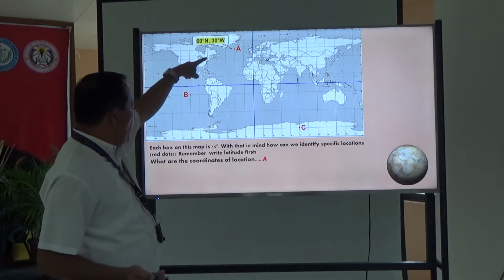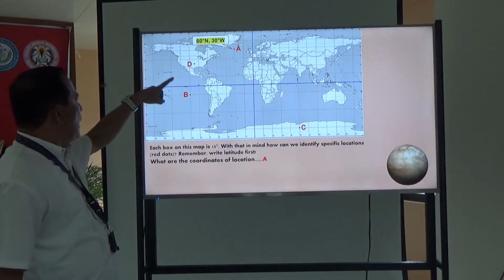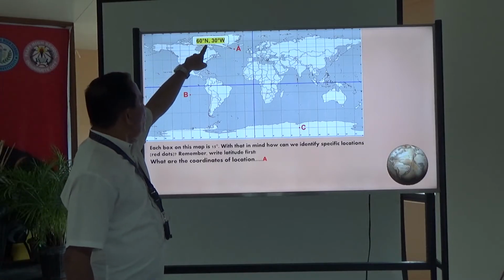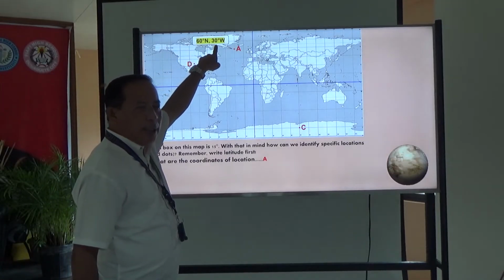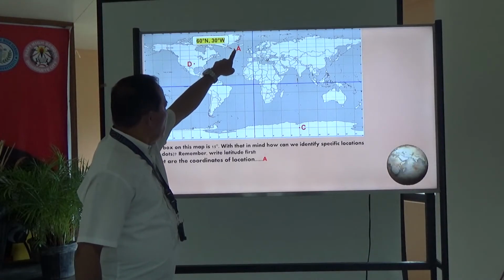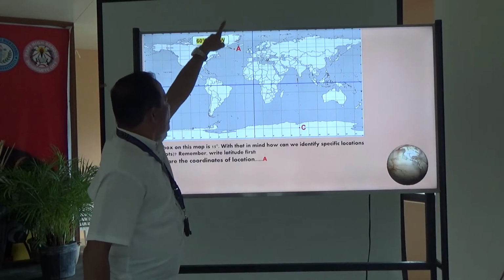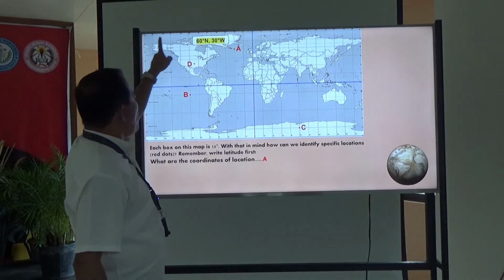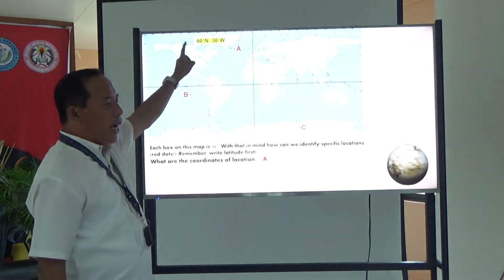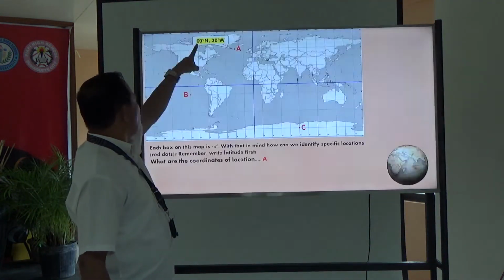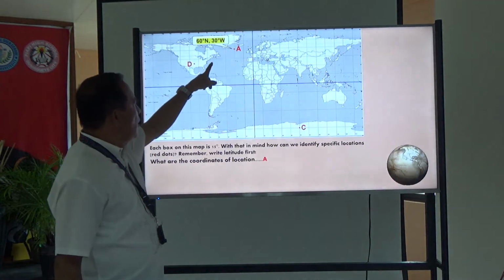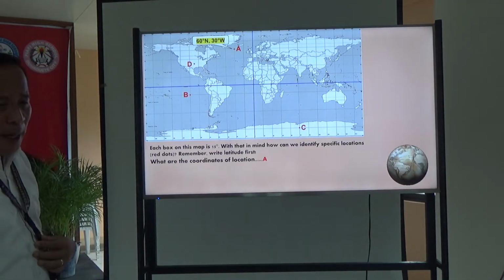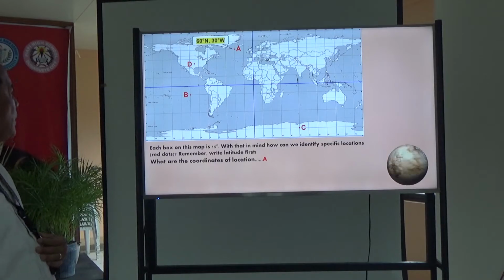So point A has a latitude of 60 degrees north and 30 degrees west. Why? This is north because this is above the equator, and this is going to the west longitude. Therefore, point A has 60 degrees north and 30 degrees west. Do you get it correctly in your own paper? Okay, let's move on.